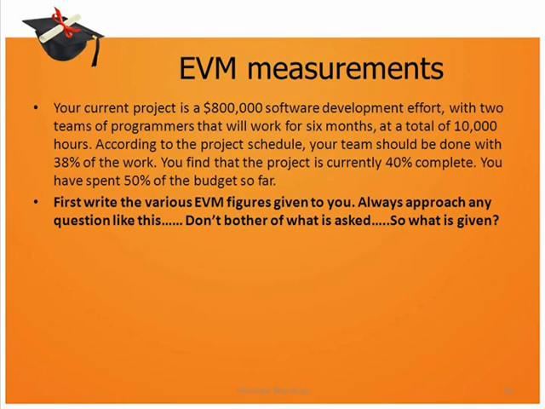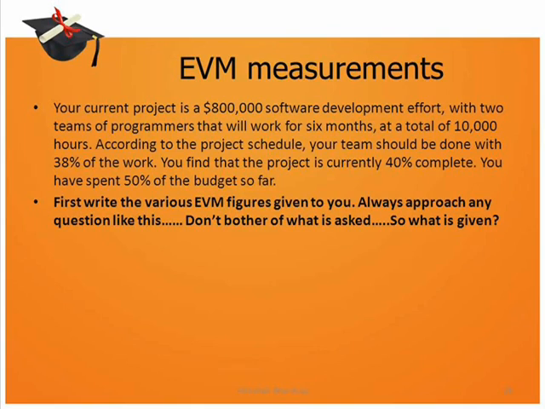Always remember that in numericals, first write what is given and write it in terms of the EVM values like BAC, planned percentage complete, etc. So here if you see, it is written that as per schedule, you should be done with 38% of the work. That means the planned percentage complete is 38%. Similarly, on ground, in reality, your project is currently 40% complete. That means your actual percentage complete is 40%.